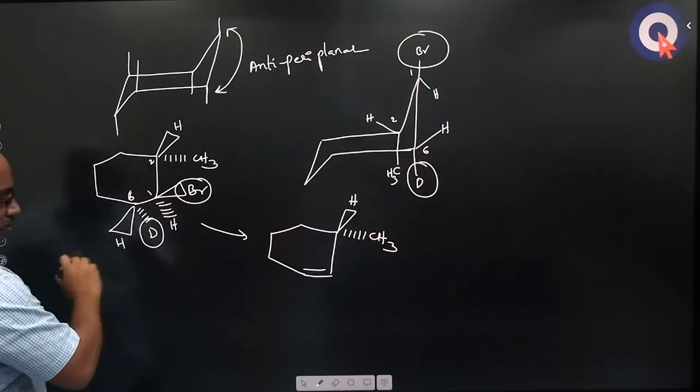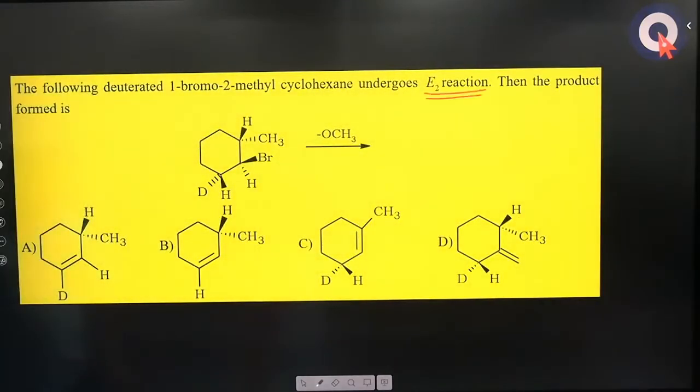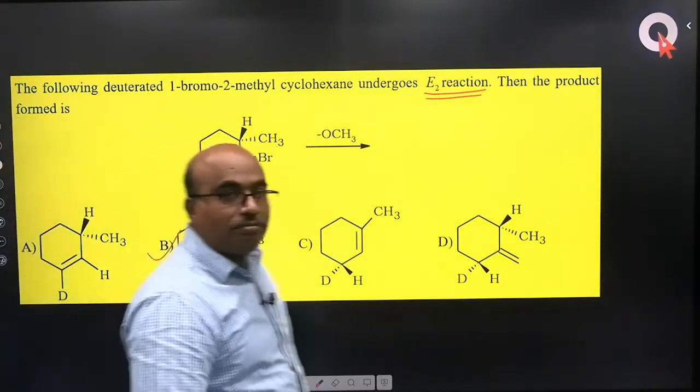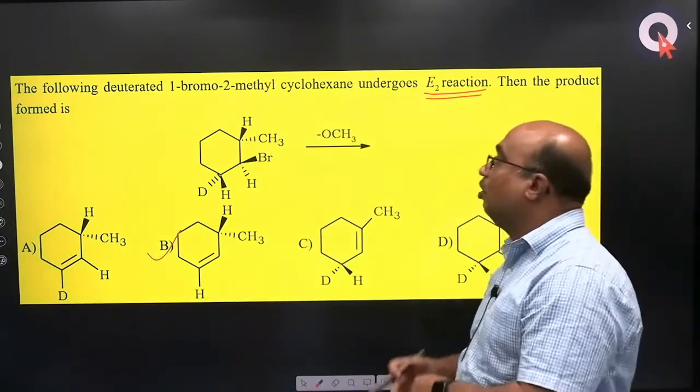So let us see what is given for us. So CH3 and H will not be disturbed. H and CH3 are not disturbed. Deuterium is not existing. Hydrogen is existing here. So your answer will be nothing but this. Think clearly for this also.